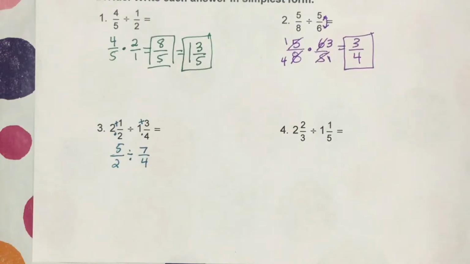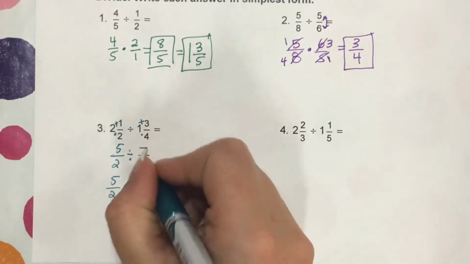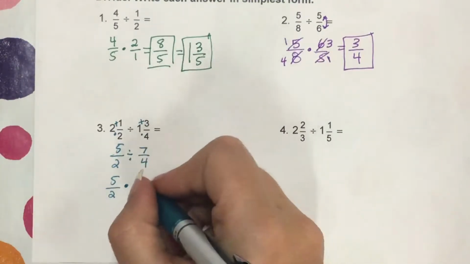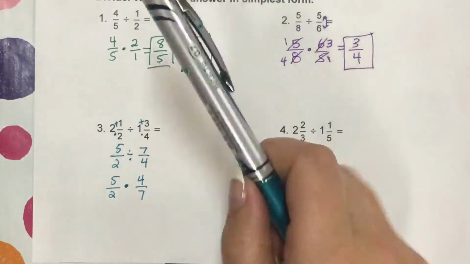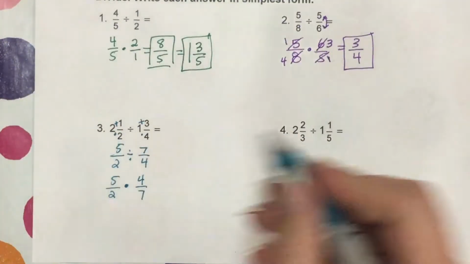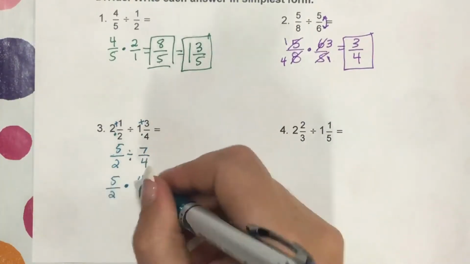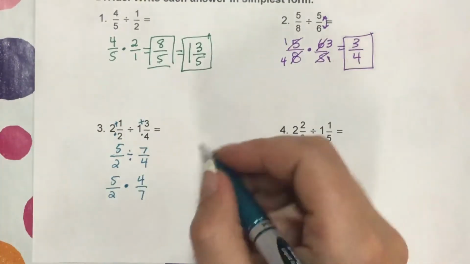Now what we need to do is flip this and change it into a multiplication problem. So when we flip it, it becomes 4 over 7, and we just multiply. So we look to cross cancel first. Is there anything we can cancel out with the 5 and the 7? And the answer is no. What about the 4 and the 2? Do they have a common factor? Yes, they do. They both have 2.